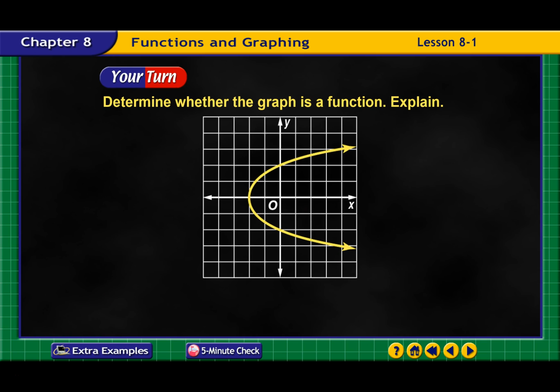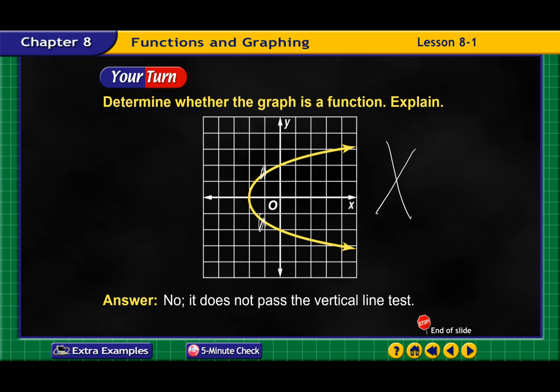All right, determine whether this graph is a function. If you're paying attention earlier, you would know the answer. Go. All right, so I start checking. Vertical line test, none, none, once, twice, not a function, does not pass the vertical line test.